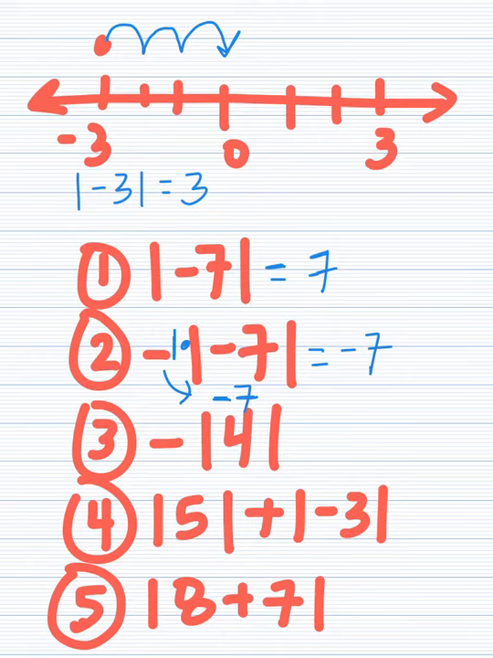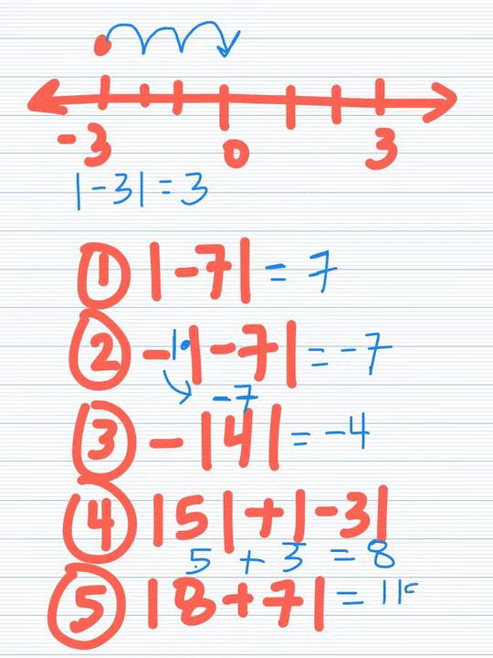Number 3, we have the negative sign in front again, negative 4. Number 4, take the absolute value. I like to rewrite down below 5 plus absolute value of negative 3 is 3. You get 8. And finally, number 5, 8 plus 7 is 15. So that's absolute value of 15, which is 15.